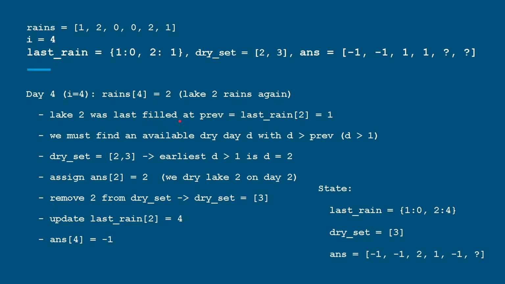Okay. When we talk about i equal to 4, we got the 2, it's not a dry day, okay, which means there is a lake and it rains again, right? Okay, we'll say okay, rain at 4 is 2, it's lake 2, it rains again, okay. This is the same lake we have, but it's raining again, okay. It means lake 2 was filled previously. At previous is what? The last rain at 2, we know that, right? What we need to say, okay, previous equal to last rain at 2, update equal to 1, okay.